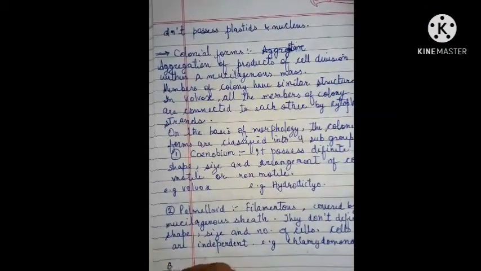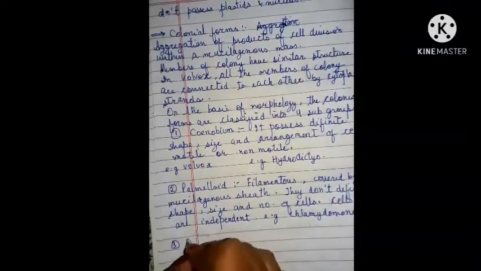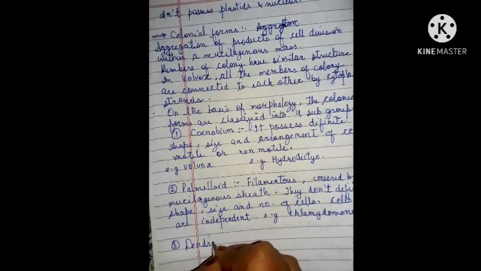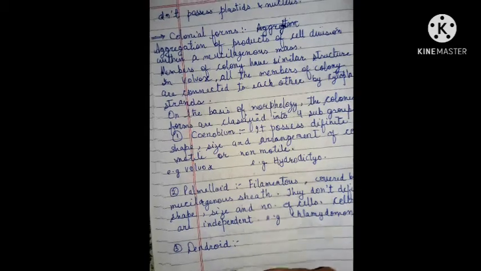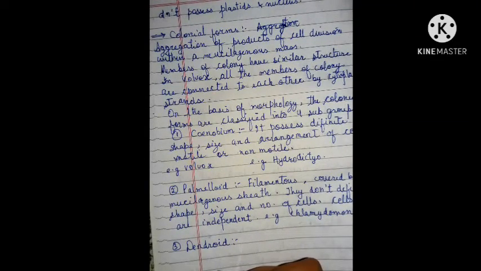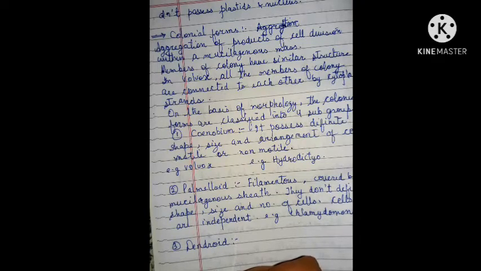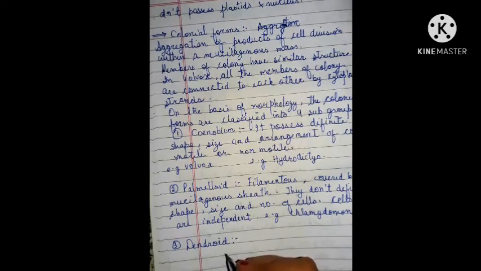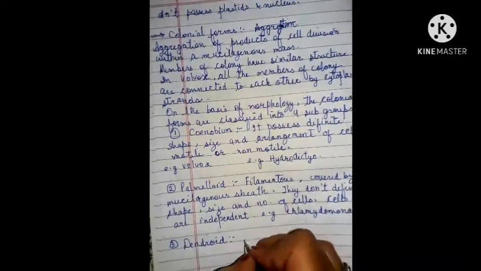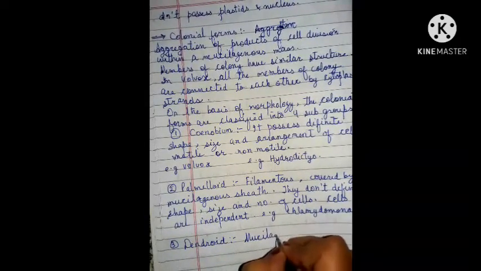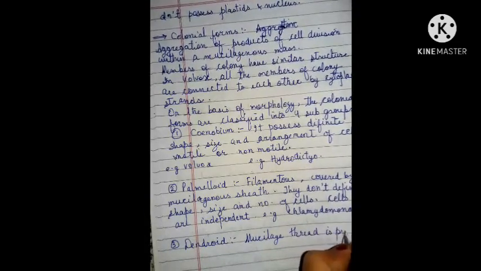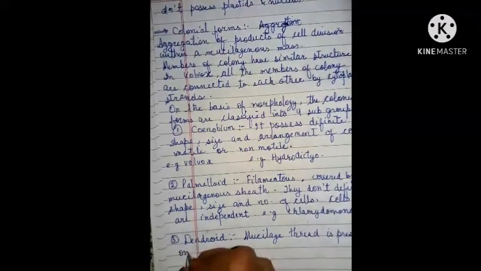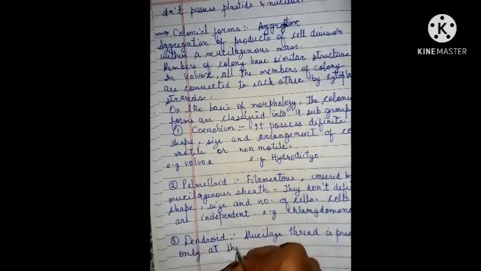Then third we have dendroid forms. Dendroid forms, these are also the colonial forms. These colonial algae resemble the palmelloid algae, but the mucilage thread is present only at the base of each cell.